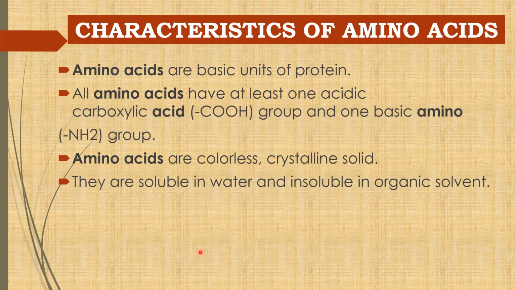Characteristics of amino acids tell us the number of amino acids present in the group and how the amino acids have their acidity, basicity or neutrality character. So amino acids are basic units of protein. All amino acids have at least one carboxylic group and one basic amino group. Amino acids are colorless, crystalline solids. They are soluble in water and insoluble in organic solvent.